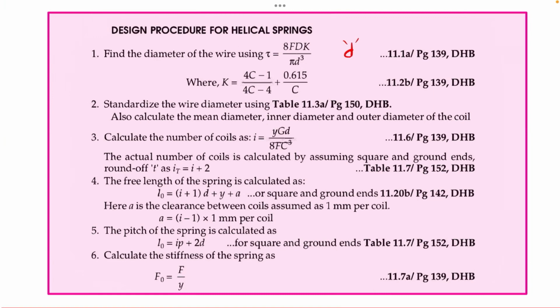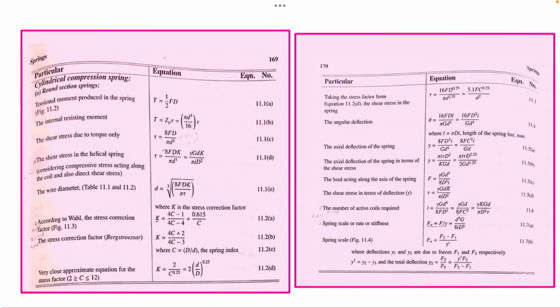Here we will first find the diameter, small d, of the wire. Only the ratio of capital D and small d is given. From that we will find the wire diameter, then standardize it, then assume some suitable end condition, and find the number of coils. Then the free length will be evaluated, the pitch will be evaluated, and finally the spring stiffness will be evaluated. So this is the procedure. The equations are given here.